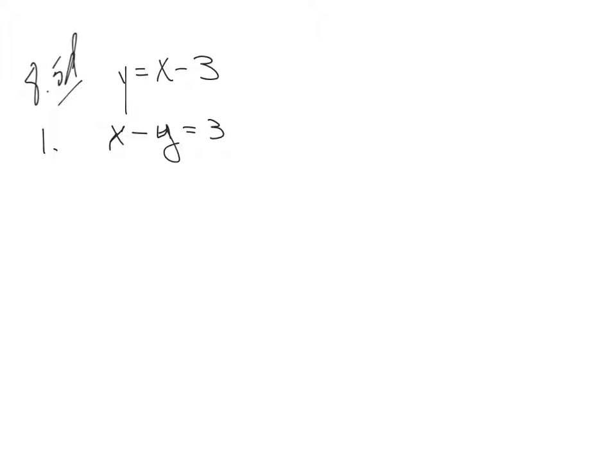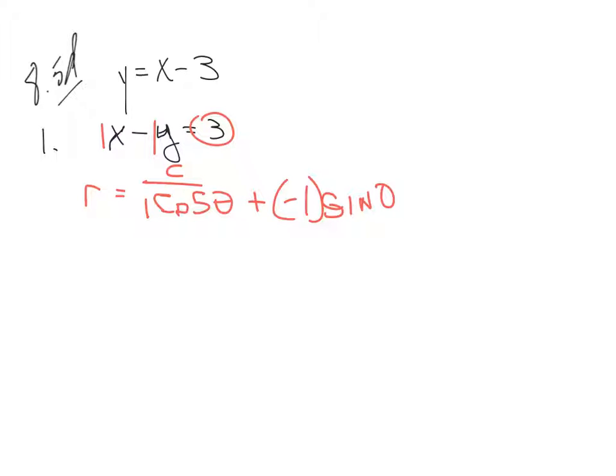So we're going to write it as r equals c over the number that's in front of x, 1 cosine of theta, plus -1 sine of theta. Alright, let's try this again. I'm going to erase this and see if I can get this pen to work.